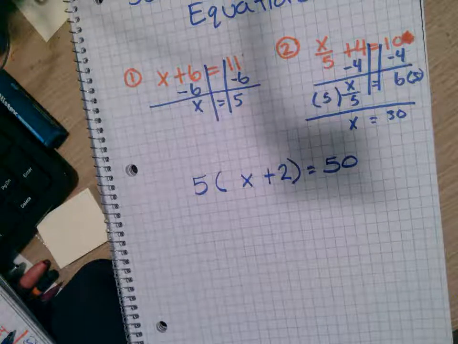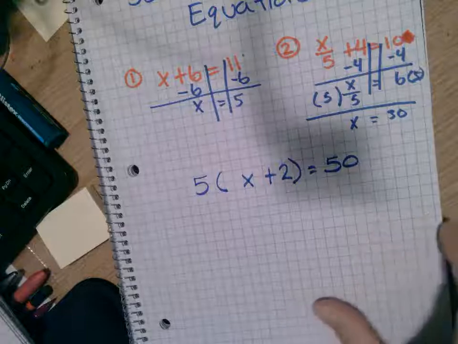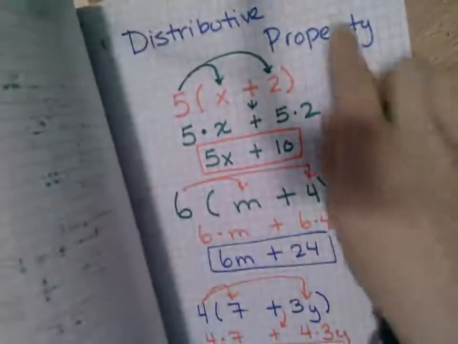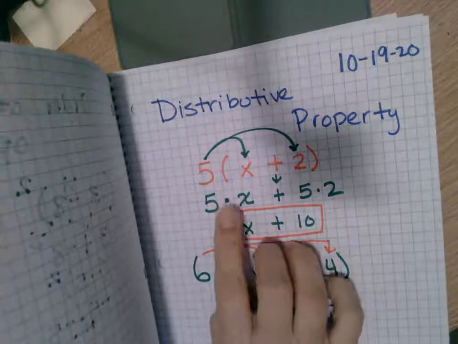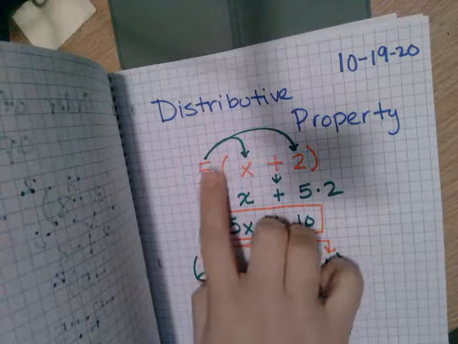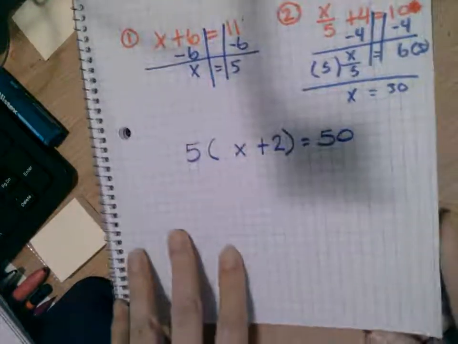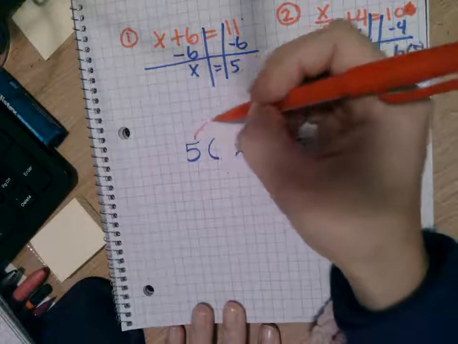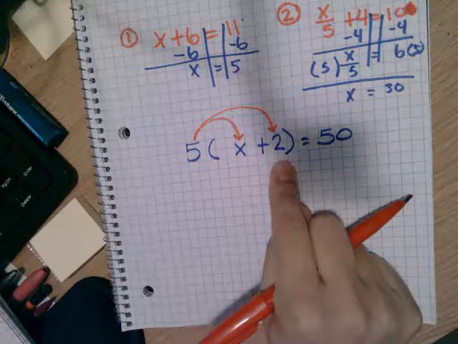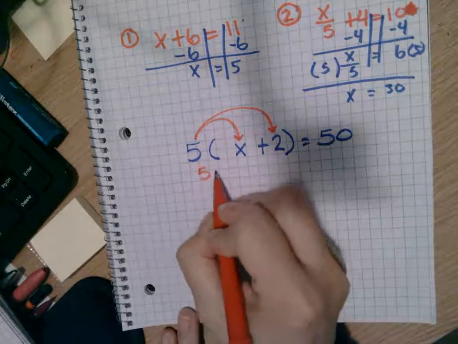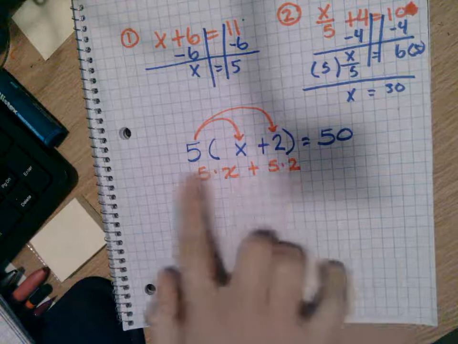So, first thing you're going to do is what we call the distributive property. And you've already learned the distributive property. You learned it, oh look, October 19th. You learned to take whatever was outside the parentheses and give it to everything inside. Okay? So we're going to do the exact same thing here. We're going to take the 5 and give it to your x, and take the 5 and give it to the 2. Don't forget to give it to the 2. So we're going to do 5 times x plus 5 times 2. So this is the work for distributive property.